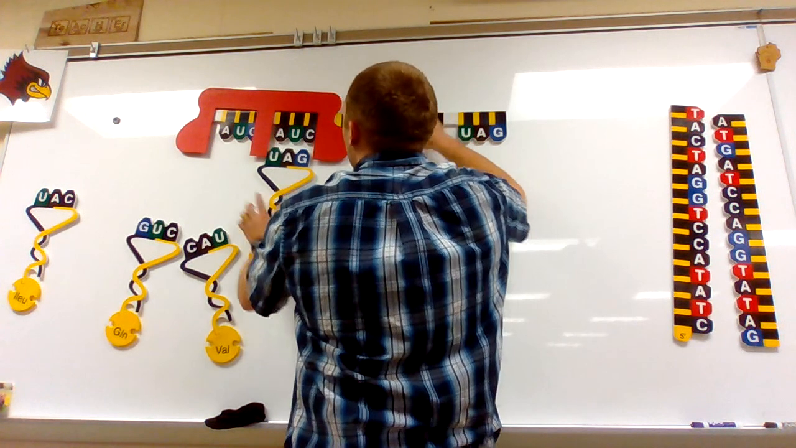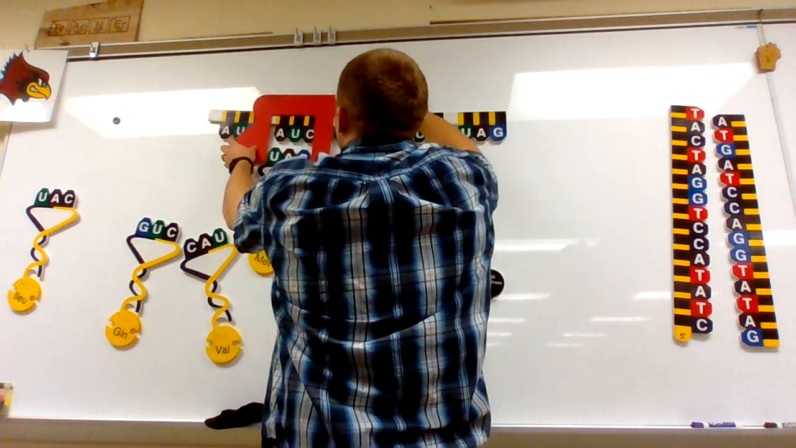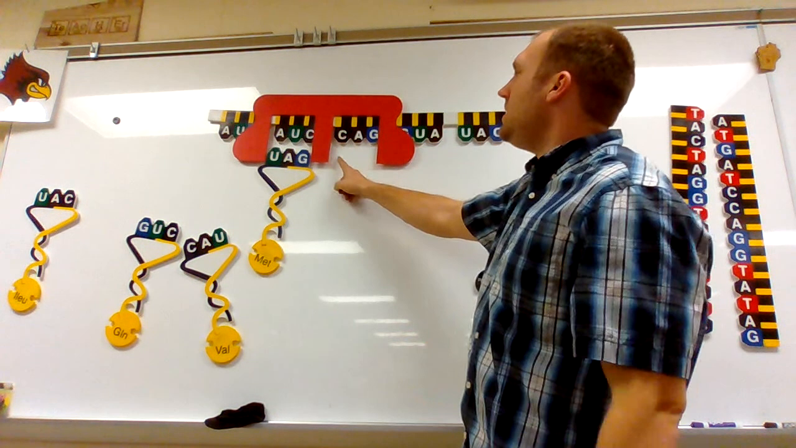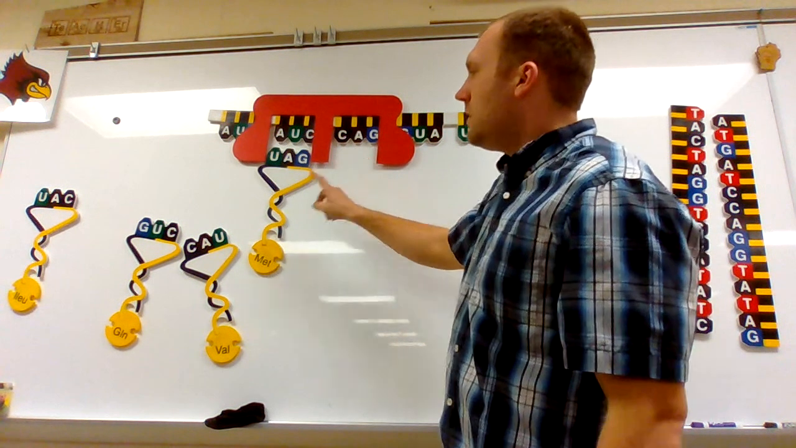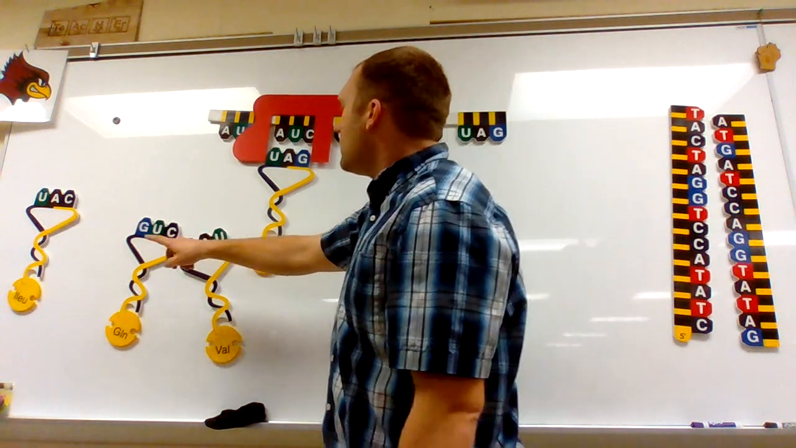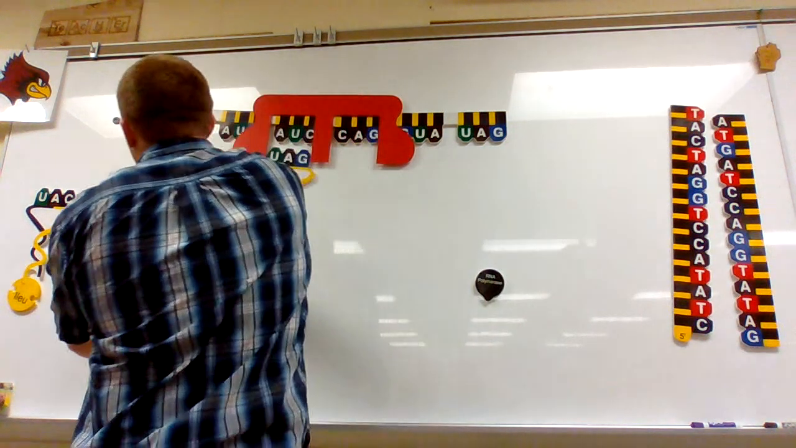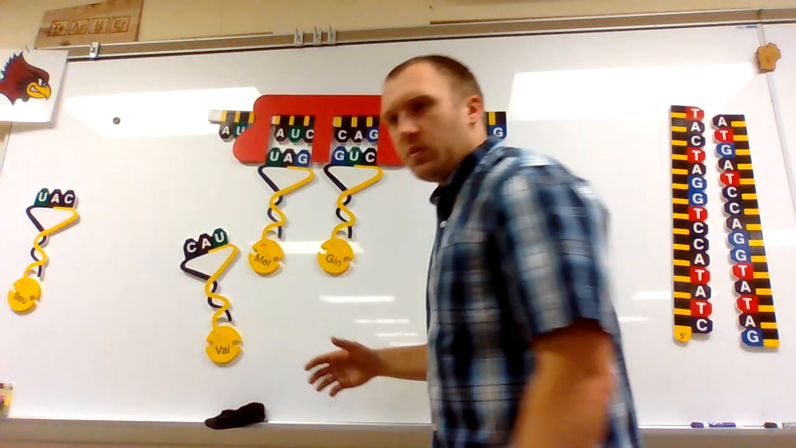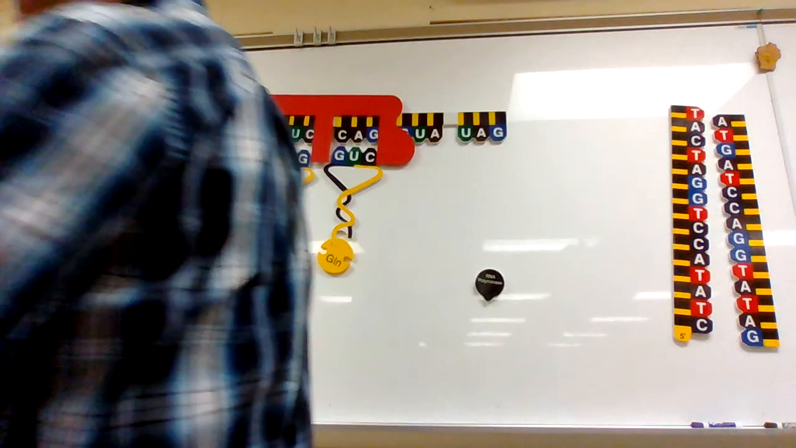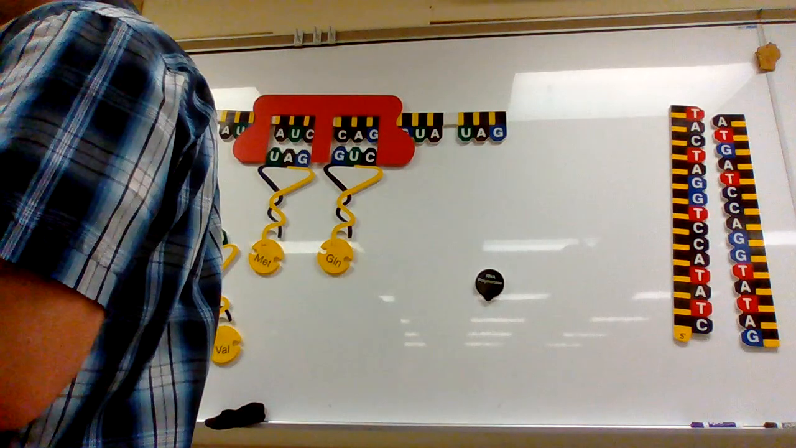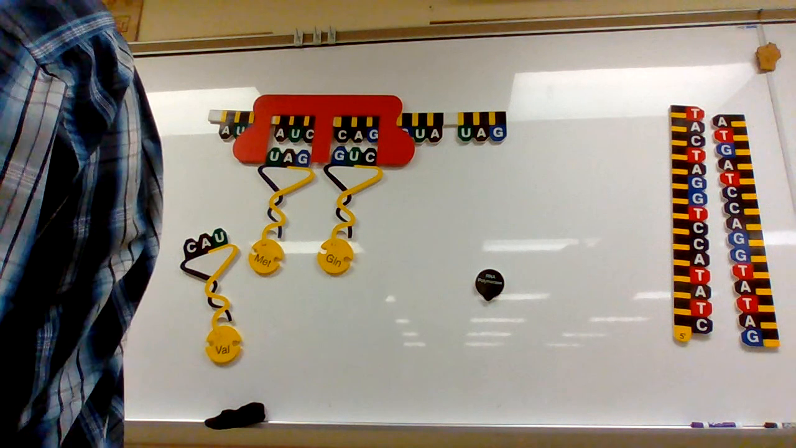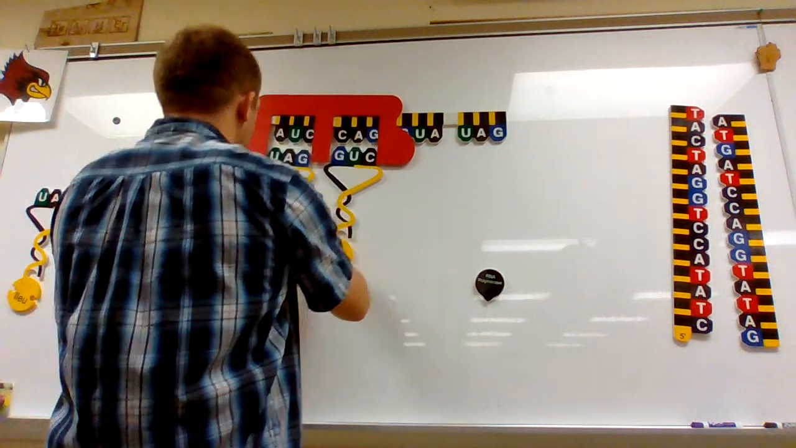Then it keeps moving forward, so the ribosome moves along. Next one, CAG, is our next codon. So that would be GUC, sorry, trying to do this live stream. That would be the next one that it brings in. It would form that peptide bond between the two.